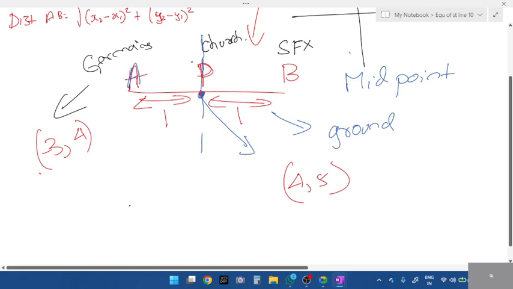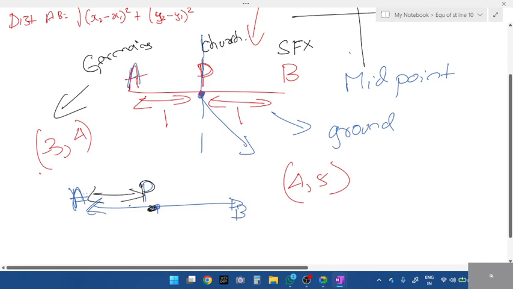Is it close to German school or SFX school? The church is close to Germans or SFX? All of you respond. Is the church close to Germans or SFX? It is just beside Germans, right? Just beside Germans. So look at the point.